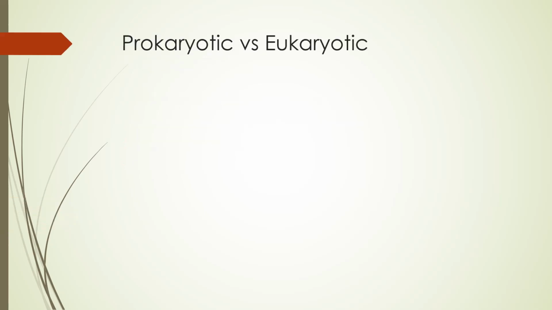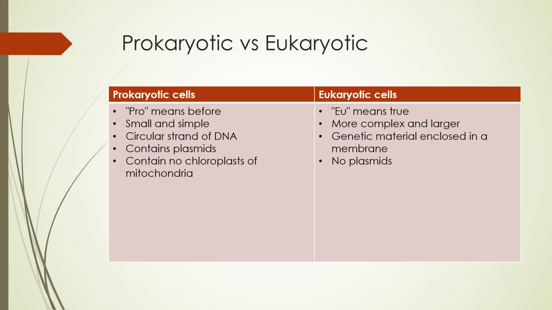Okay, so prokaryotic and eukaryotic cells are the two main types of cells. Prokaryotic cells do not have a proper nucleus. They have DNA, but this DNA isn't enclosed in a nucleus and it is a circular strand of DNA, whereas eukaryotic cells are enclosed in a membrane which is called the nucleus.